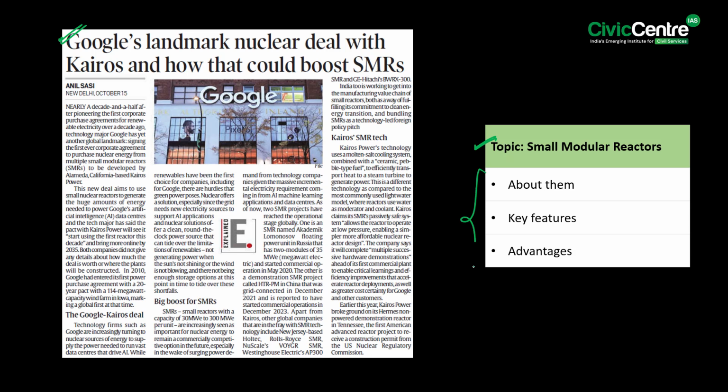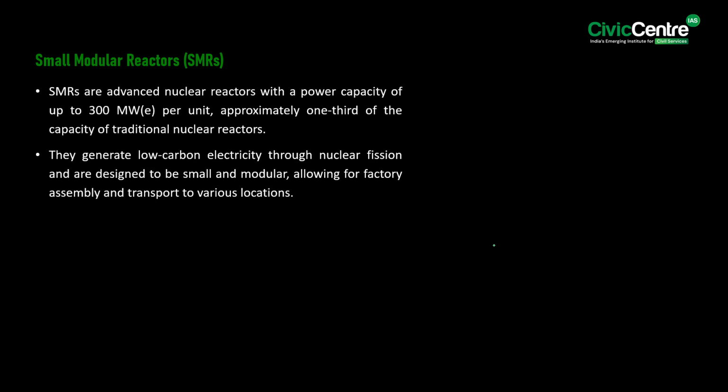See, the small modular reactors are advanced nuclear reactors with a power capacity of up to 300 megawatt electric per unit, approximately one third of the capacity of traditional nuclear reactors. Significantly, they generate low carbon electricity through nuclear fission and are designed to be small and modular, allowing for factory assembly and transport to various locations.